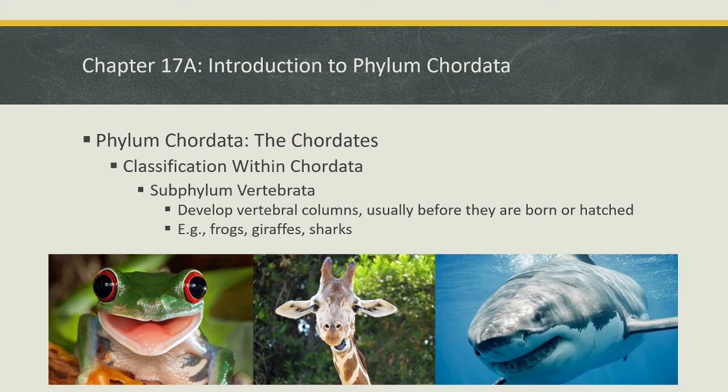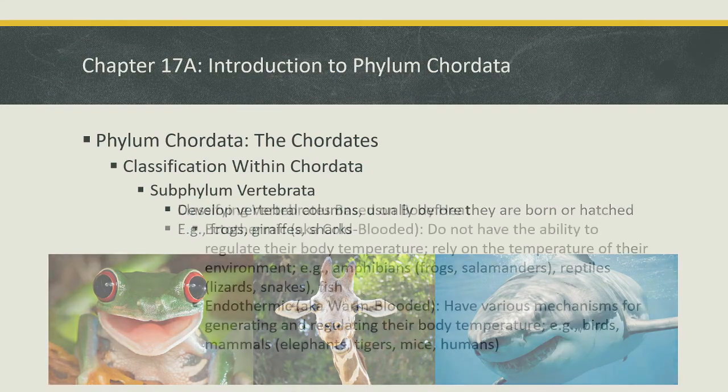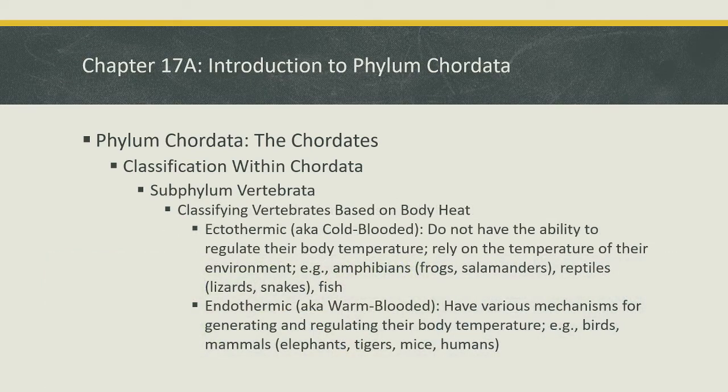Okay, moving on. So a little bit more about subphylum Vertebrata. Here we are classifying vertebrates based on body heat. And we have two main categories, ectothermic and endothermic. The ectothermic animals are also known as the cold-blooded animals, and they do not have the ability to regulate their body temperature. Instead, they rely on the temperature of their environment.